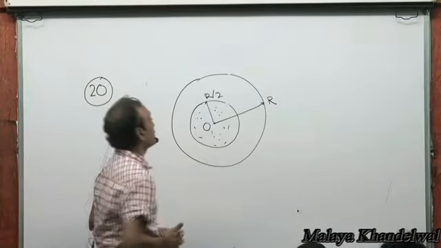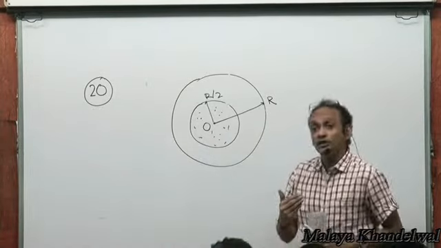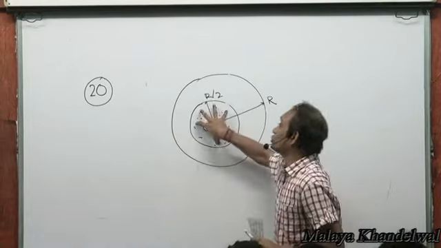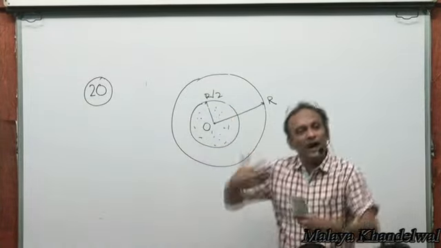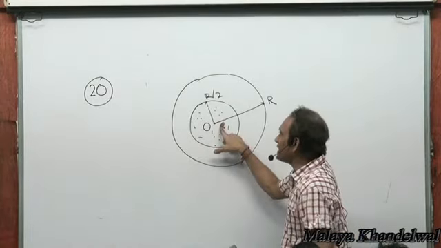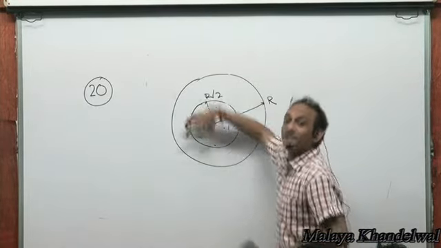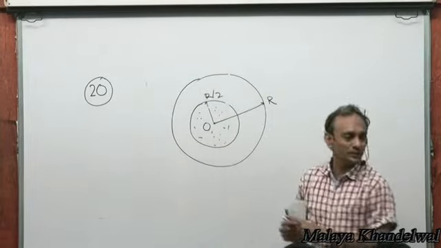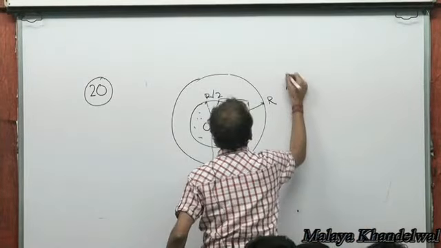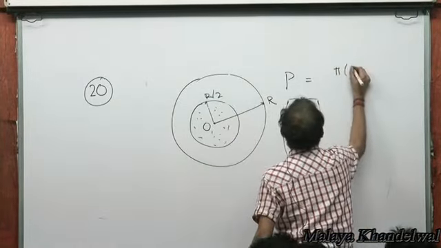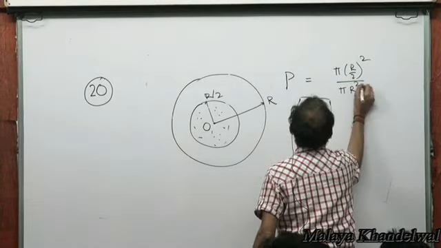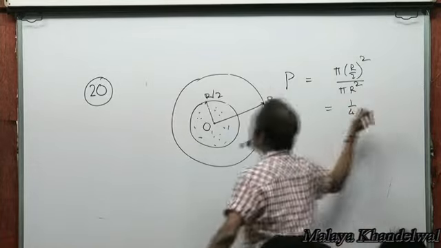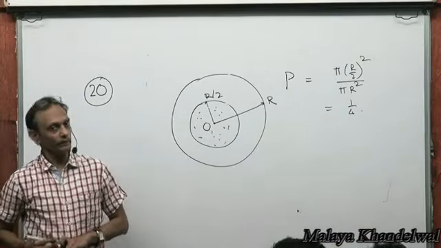the number of favorable cases will be proportional to the corresponding area. Isn't it? So the required probability that it lies in this area would be the area of this region divided by the total area. So the required probability is going to be pi (r by 2) whole squared divided by pi r squared, which is 1 by 4. Yes or no? Right?